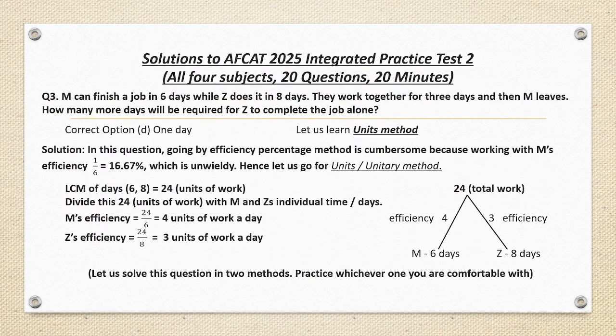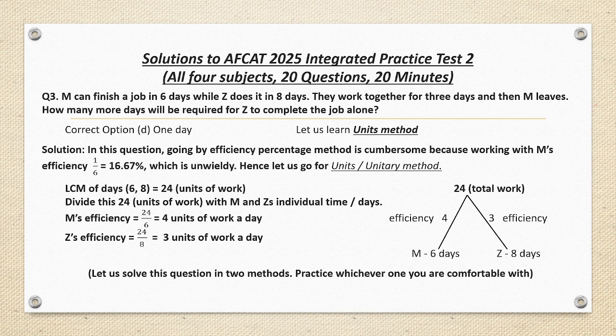Next, this question, M can finish a job and Z does it, right? Let us do it in two methods. We know one method. Together how much they do, how many days they require, then we convert that into 1 day's work. Right. Now let us learn a new method, units method. Okay. So this units method, what is it?